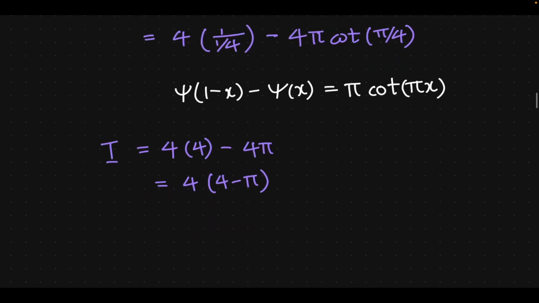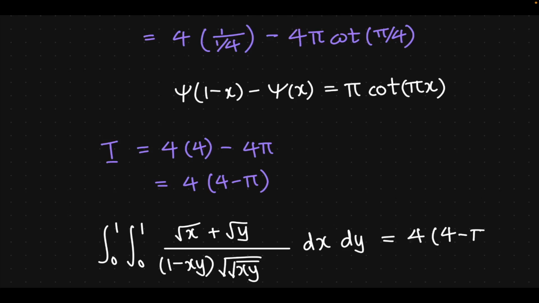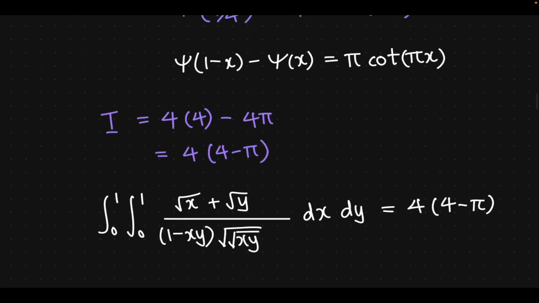Let me write it once again for the sake of posterity. Integral 0 to 1, 0 to 1, square root x plus square root y, all divided by 1 minus xy, square root xy, dx dy was a double integral, 4 times 4 minus pi. That's it. We've solved it.